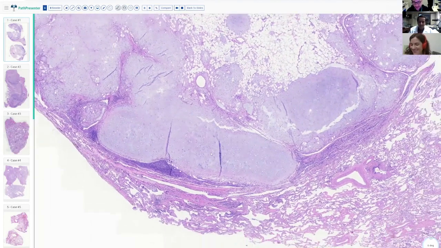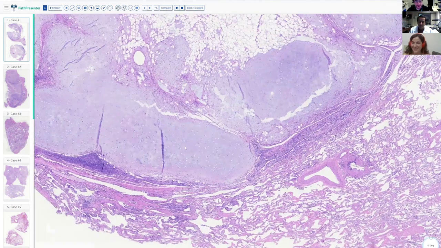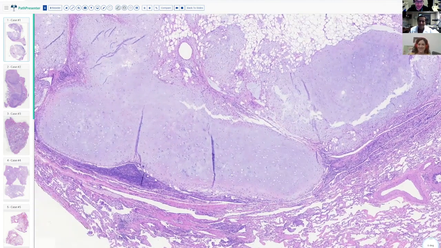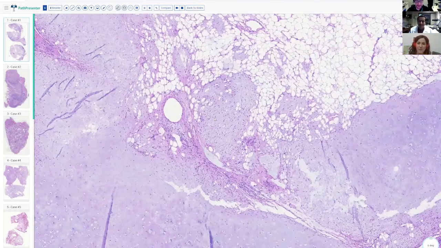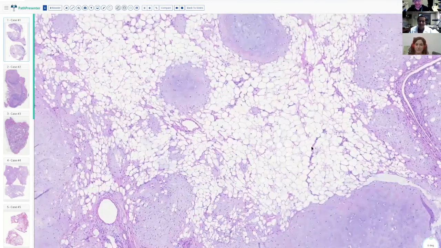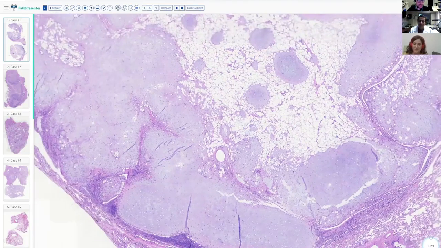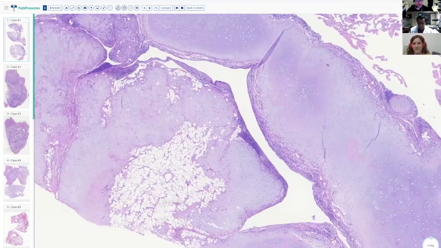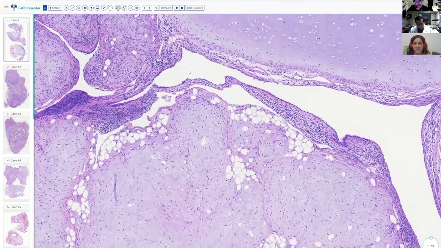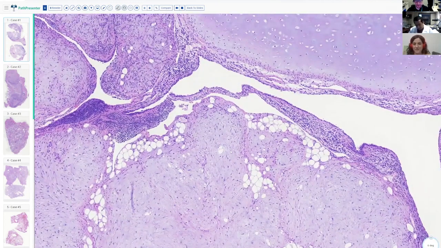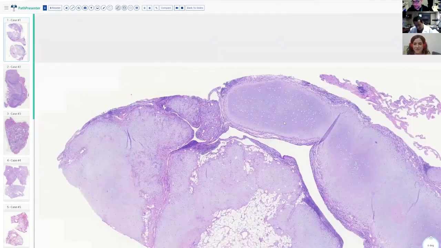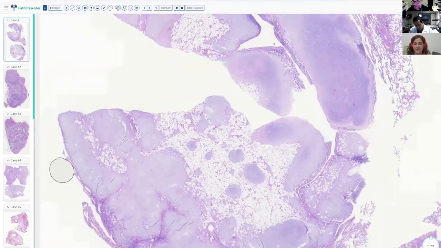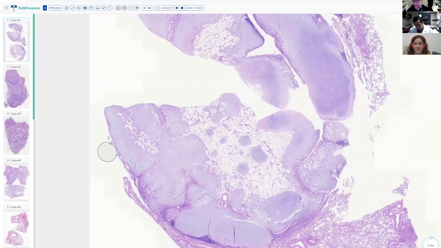I'm going to go to a little bit higher power to show some of the different components within the lesion. We have areas that look like that, areas that look like this, and then, importantly, I'm just going to move around a little bit to find these areas. We have areas that look like this as well. I think this one's fairly classic, hopefully. So what do you think, Sanjay and Arnie?